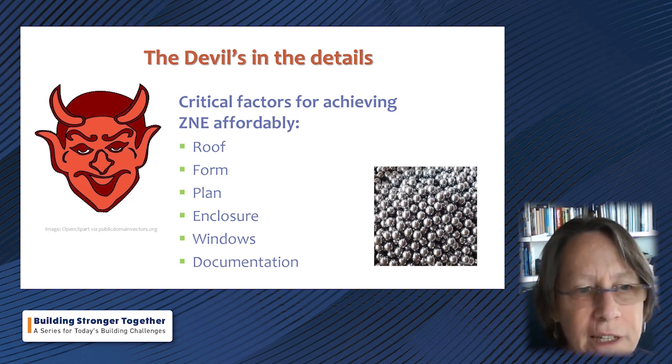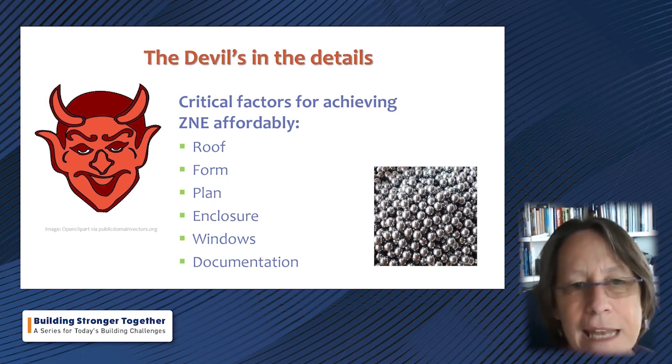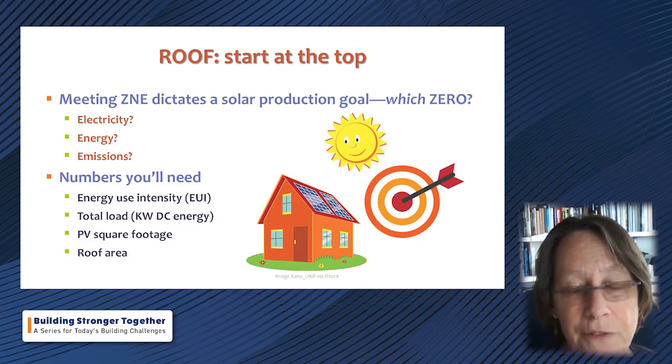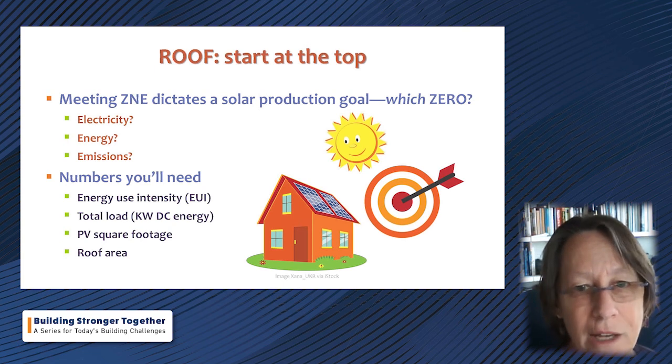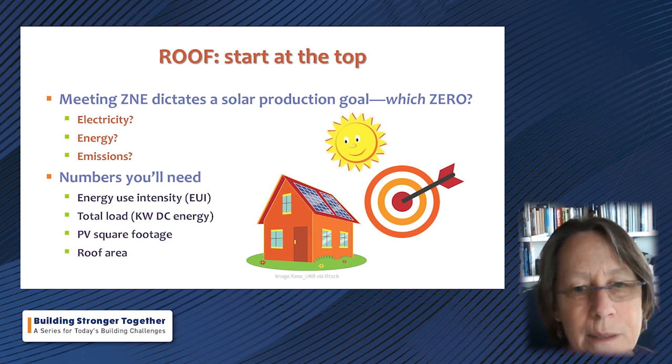So first of all, starting at the roof, and it might seem funny to start at the roof, but this is called keeping the end in mind when you begin the design process. And so whichever of the ZNE goals you choose, that is going to dictate a specific amount of solar production. So you have to decide which of those you're achieving or which one you're required to achieve. And then it's a pretty simple calculation.